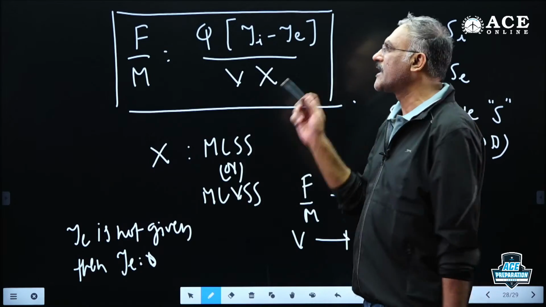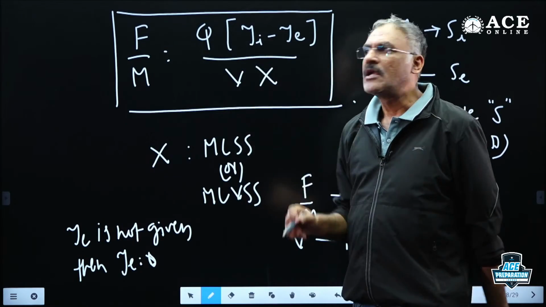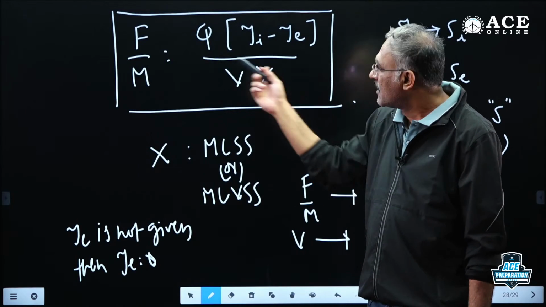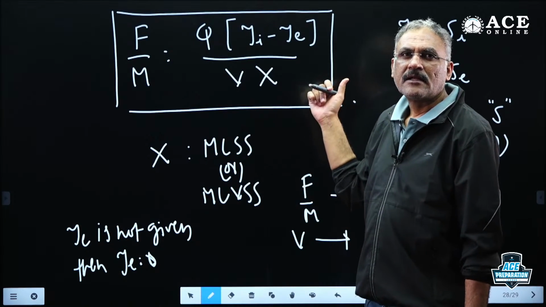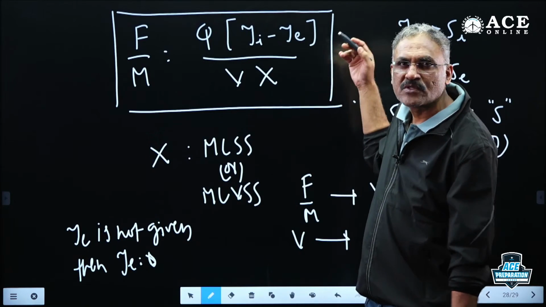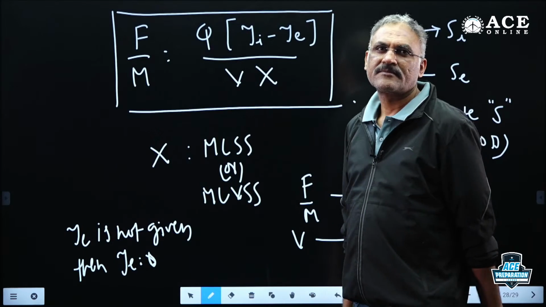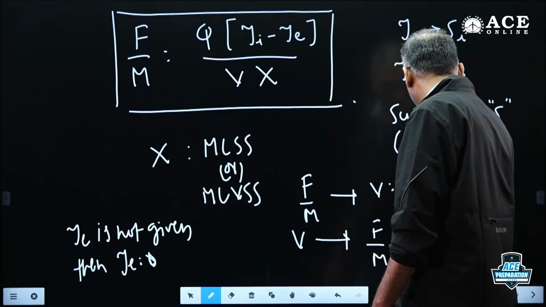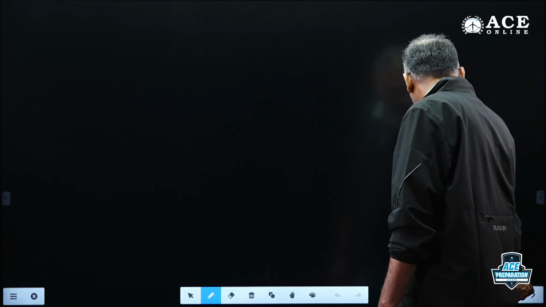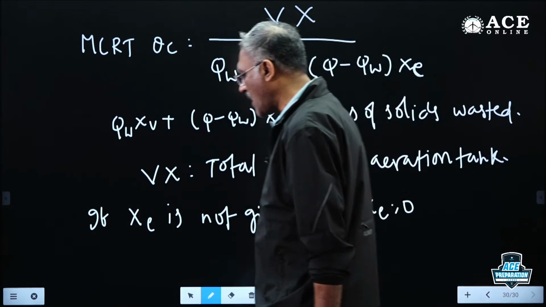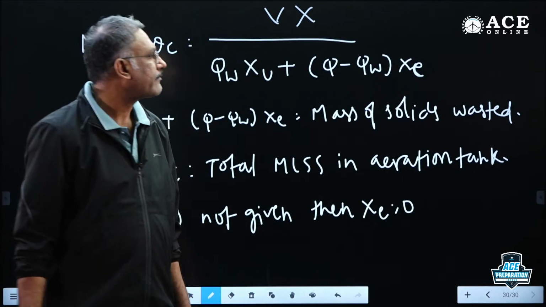In the exam, suppose the examiner takes this equation and works out the answer, and you evaluate F by M with the other equation and the answer is not matching, then you choose the nearest highest value, tick mark it, and you will go wrong. Better always use this equation. This is one precautionary measure you have to take while working out the problems. We always end up with small errors.